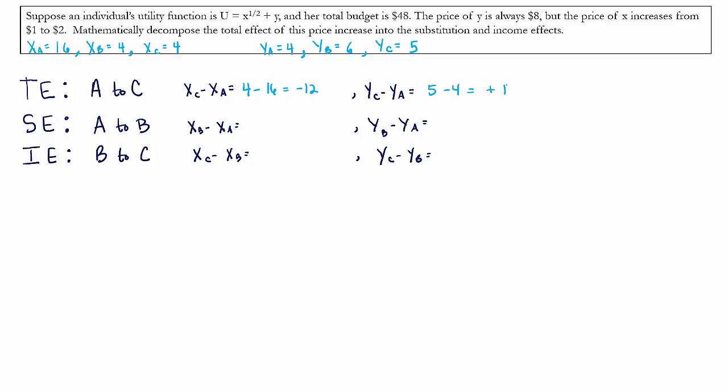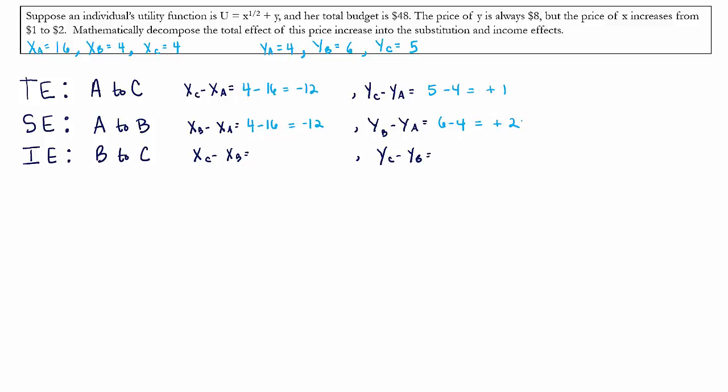The substitution effect represents movement from A to B. Hypothetically, what if we constrain utility to stay at the same level as Bundle A, but we allow the choice the consumer makes to reflect the new relative price of X in terms of Y? Here, from A to B, X goes from 16 to 4, which is a reduction of 12, minus 12, and Y goes from 4 to 6, which is an increase of 2, plus 2.